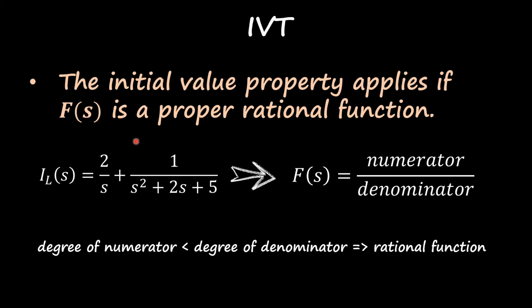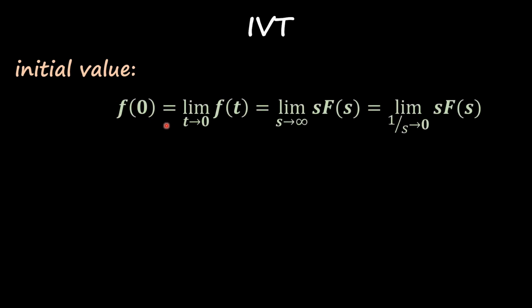So if you look closely at this equation, if I reduce to the same denominator, you will see that you have a degree of 2 on the top and a degree of 3 on the bottom. That means that this is a proper rational function. We are in good shape to apply the initial value theorem. So the initial value theorem is going to give you the initial value for that function. In this case, it's going to give you the initial current.